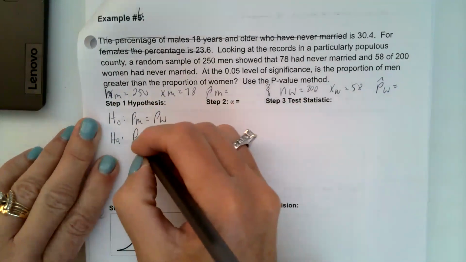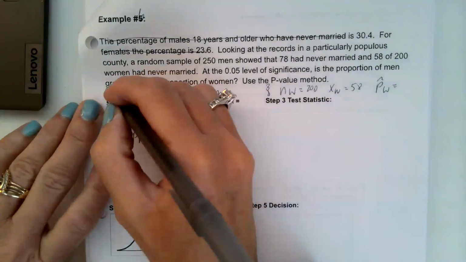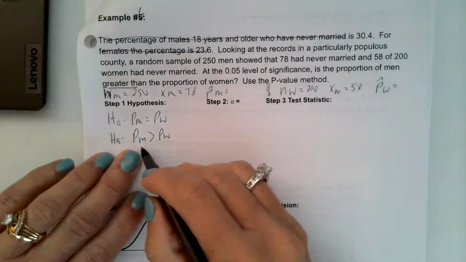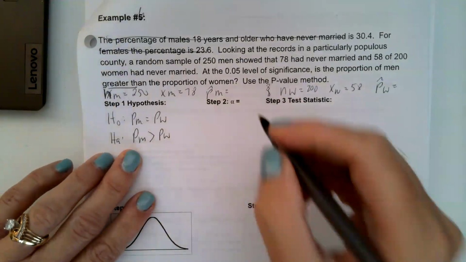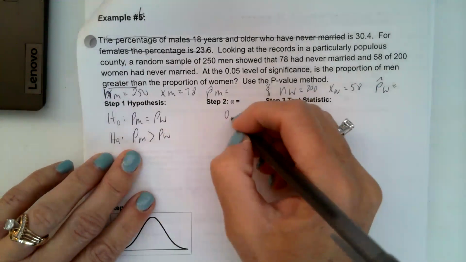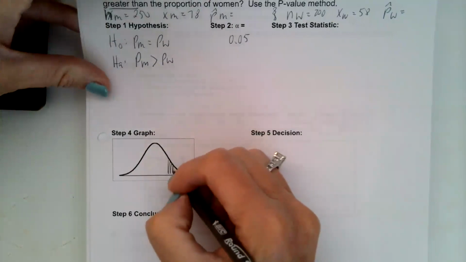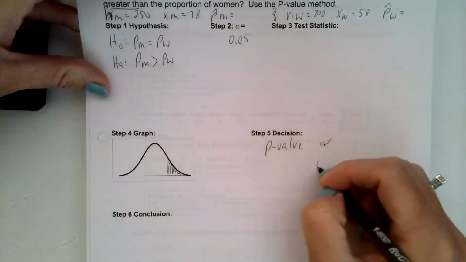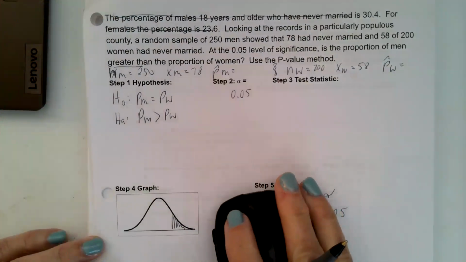And then we're asking if the proportion of men is greater than the women. Proportion of men that never married is greater than the proportion of women that never married. Okay. Our alpha, they said to test at 0.05. So we can fill in a few things. It's a greater than, so it's going to be a right-tailed test. And we're going to be comparing our p-value to an alpha of 0.05. So let's head to our computer program one more time.